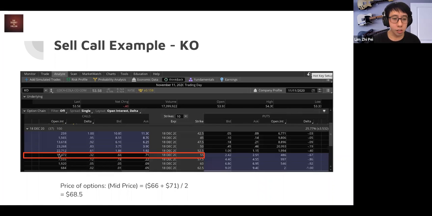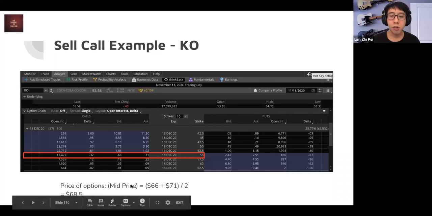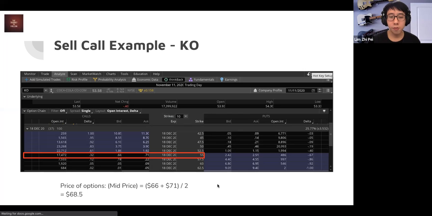So at that time, as we can see, the contract for December 18, which has 37 days left for expiry, the strike price is $55. In this case, if you sell a call, it's actually at the mid price, which is 68.5. So this is the premium that you get when you sell this call.